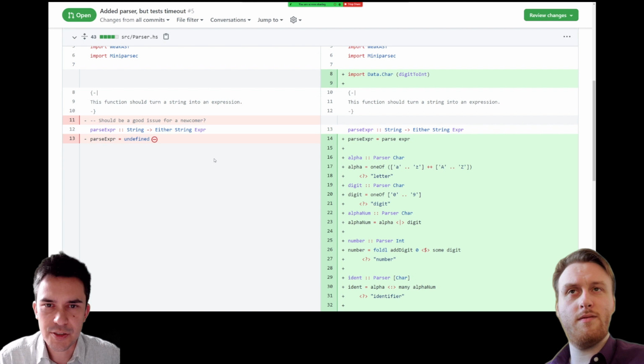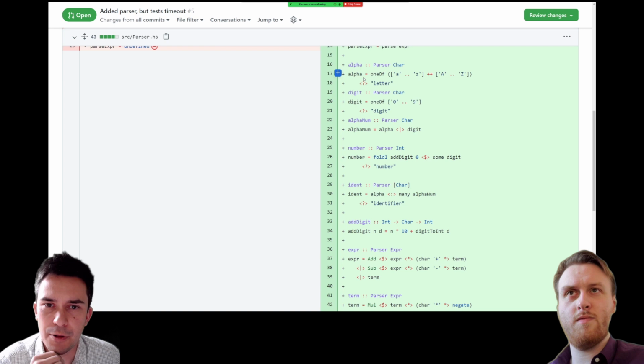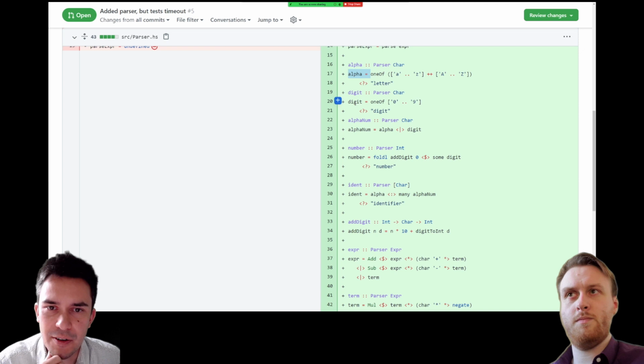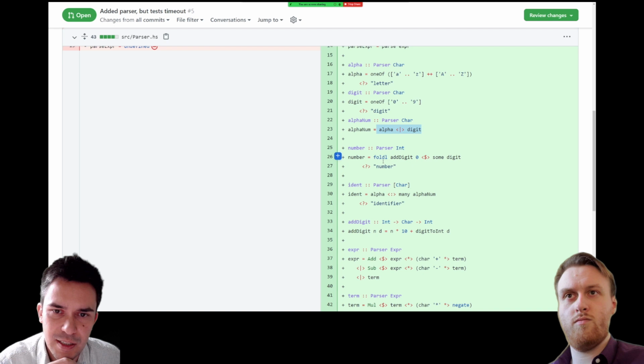Yeah, so this is just a classic parser combinator implementation. You can see that I've got alpha. Alpha is going to check for one of A to Z, and that's going to be a character. Otherwise, it's a digit, which is from 0 to 9, or it's an alphanum, which is either alpha or digit. And then identifiers are basically many alphanums, with an alpha at the beginning.